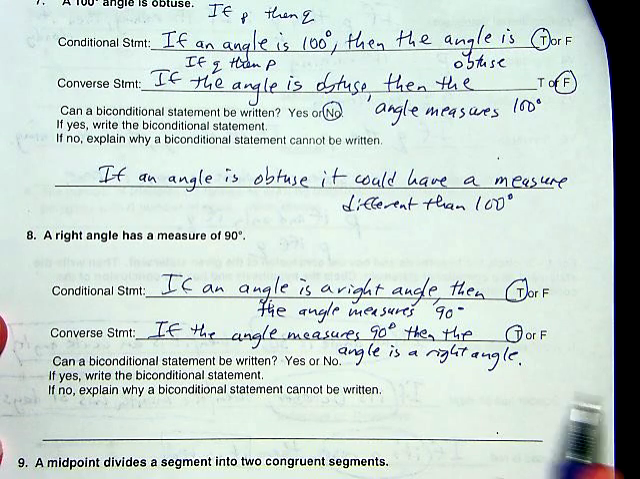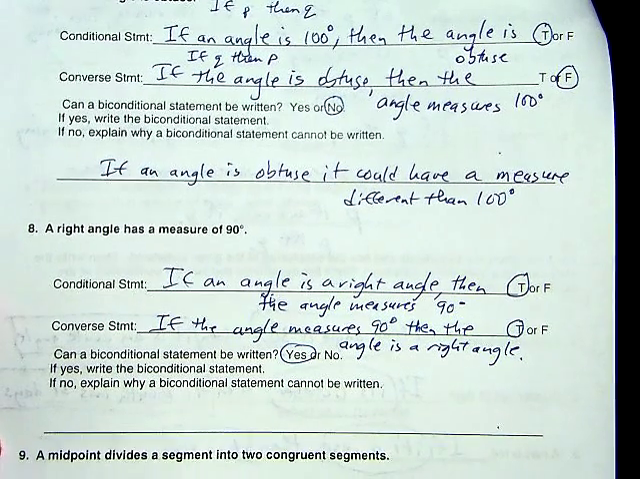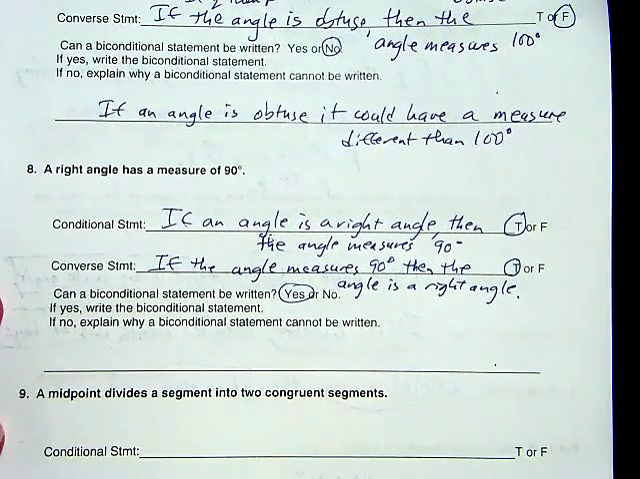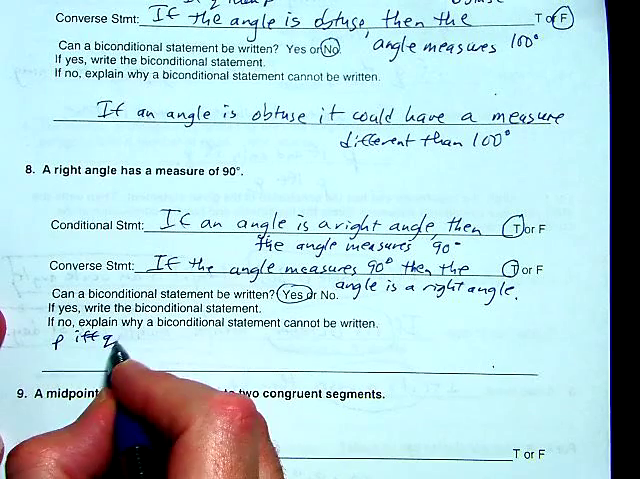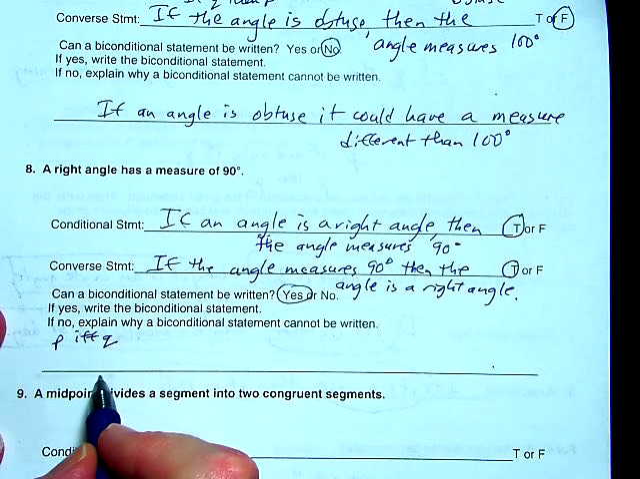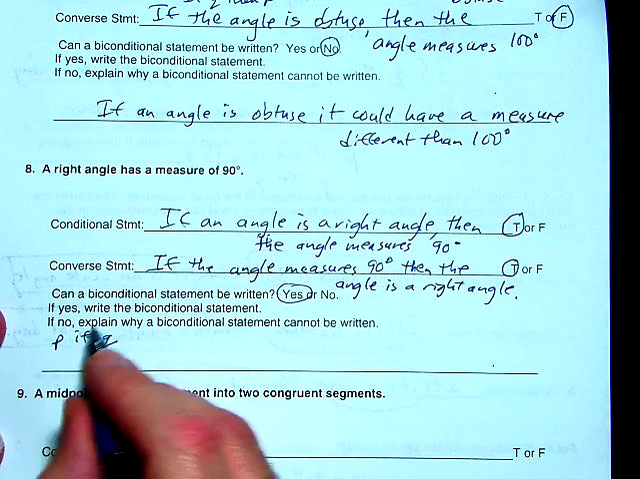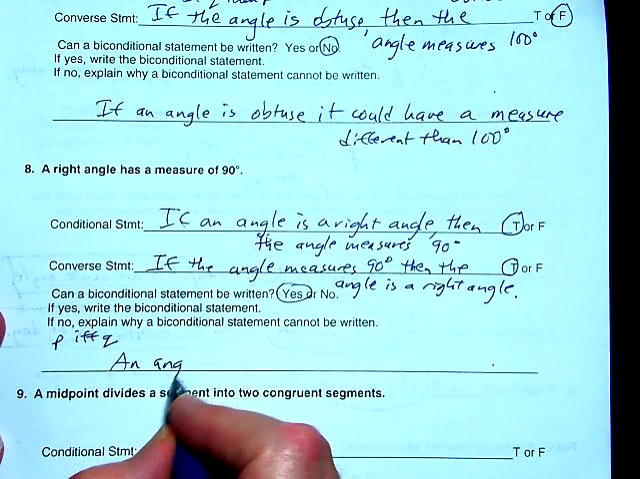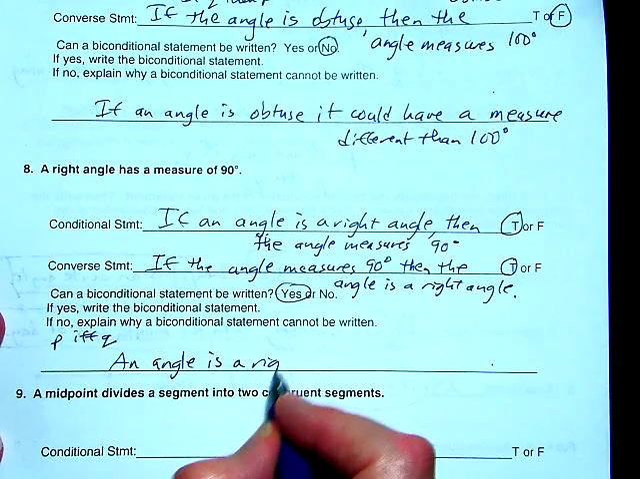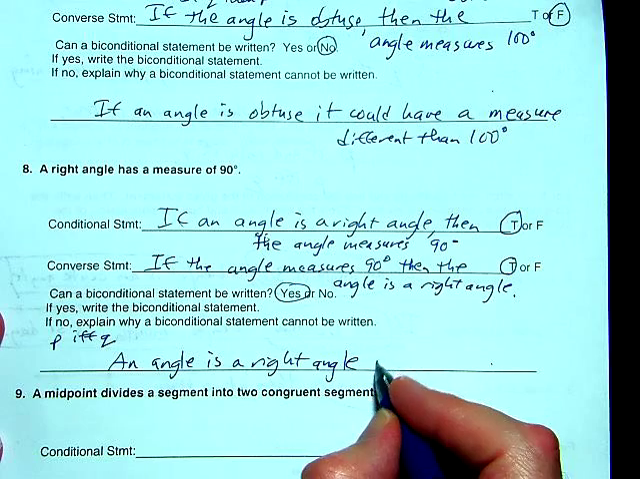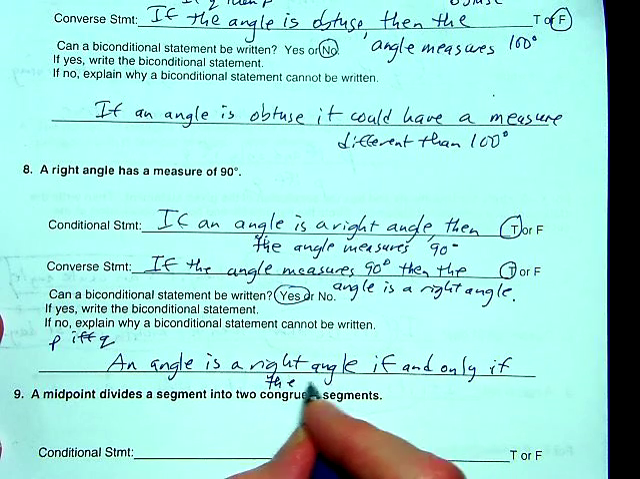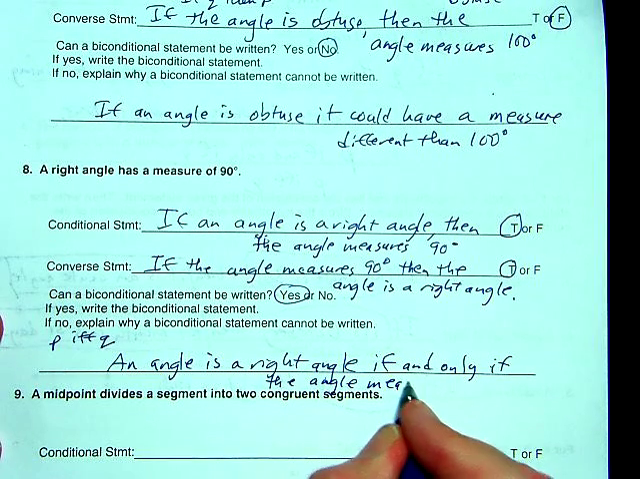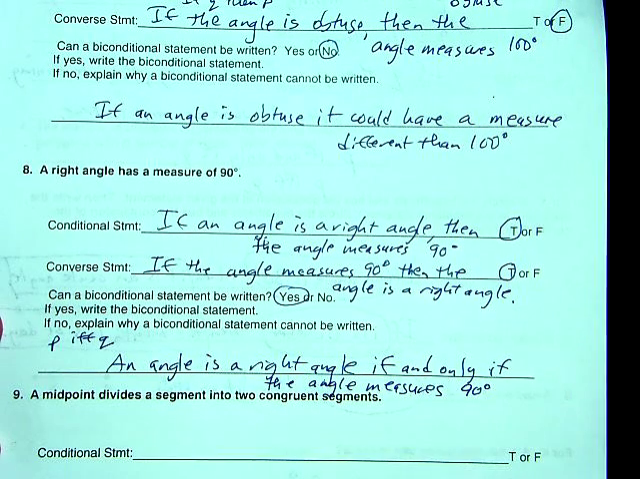So can a biconditional statement be written? Yes. When you have both the conditional and the converse both true, you can then write a biconditional. So let's write it. Okay, so remember, the biconditional is P if and only if Q. And we can use the double F abbreviation, and we could write out if and only if. So P is an angle is a right angle, if, I'm going to write this out, if and only if the angle measures 90 degrees. Okay, so that is a nice valid biconditional statement.